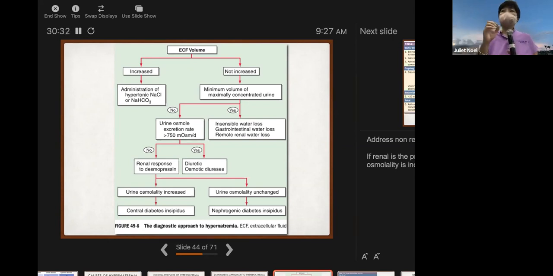So as long as you have normal kidneys, most of the time you would not see the electrolyte imbalance. No? Given enough time, it will correct.